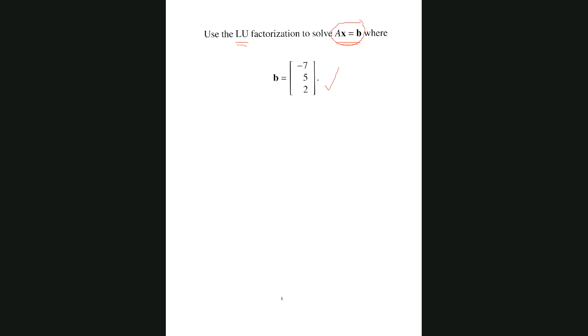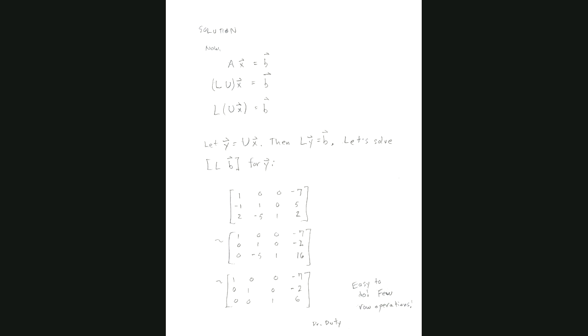Well, there must be a reason for using this LU factorization to solve the system AX equals B. There must be a reason for this. All right, let me show you how this works. For our solution, we have A times X equals B, but I know that A can be written as L times U. So A times X equals B is the same as LU times X equals B.